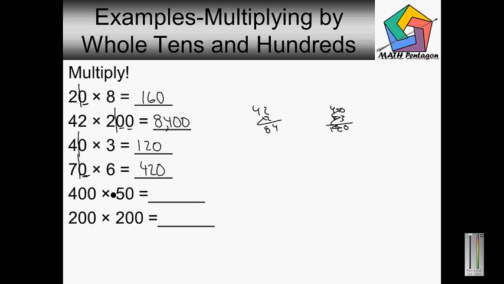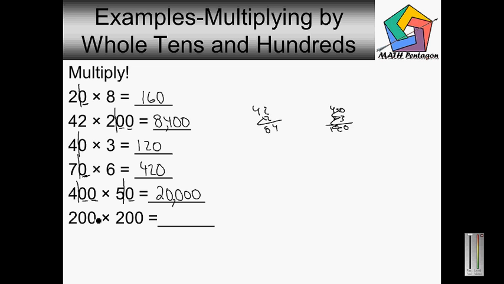Here I have 400 times 50, so I forget about the zeros for now, and what I do is 4 times 5 is 20, and then I add the zeros. I have 2 zeros on the left side and 1 0 on the right side, so I have 3 zeros all together, so 1, 2, 3. So I put a comma right here, so my answer would be 20,000.